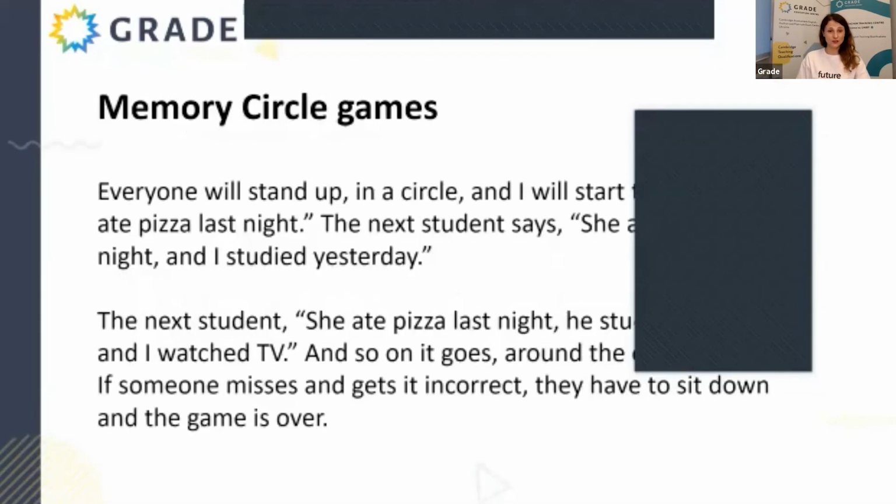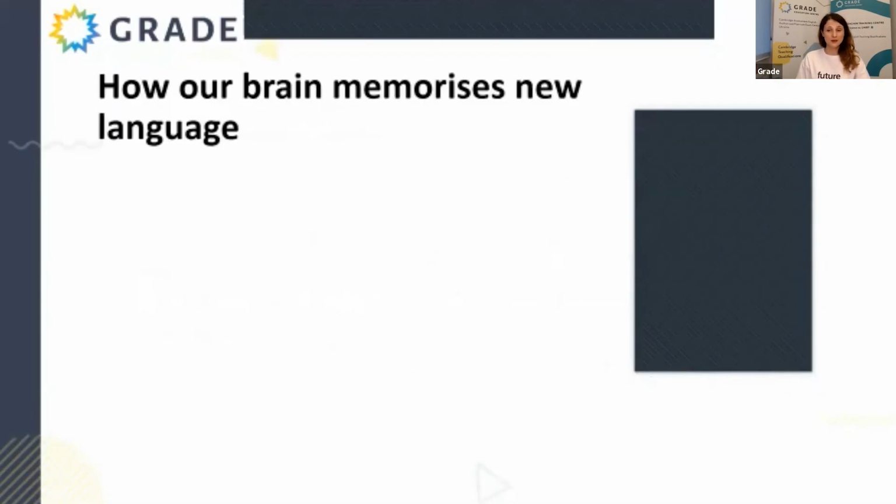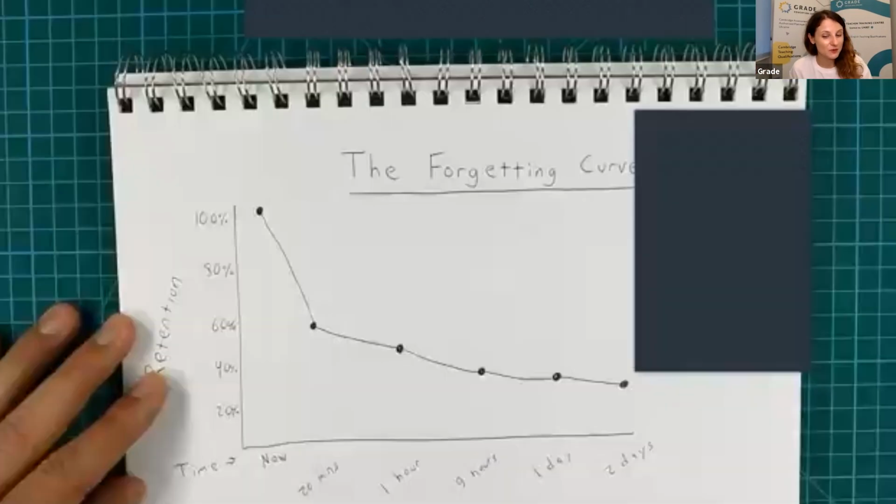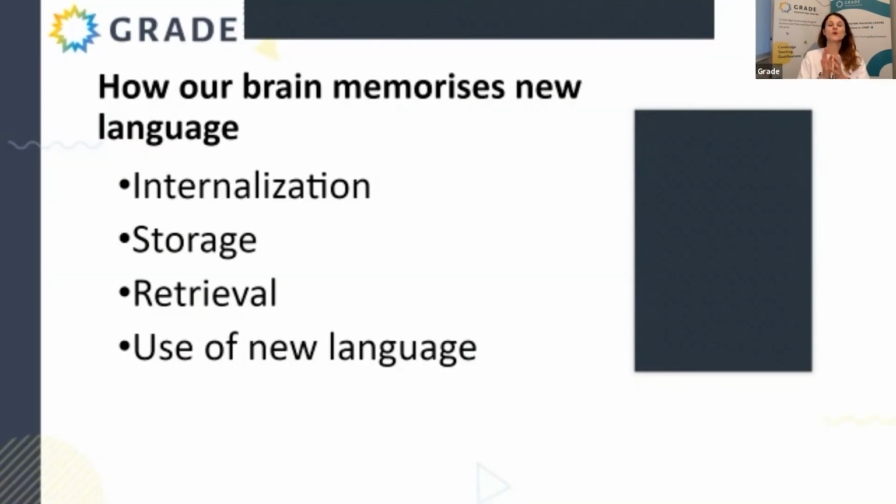There are also several other games, but we're not going to stop there. And then there is also a very important factor in learner motivation, which is how our brain memorizes new language. It happens in several ways.